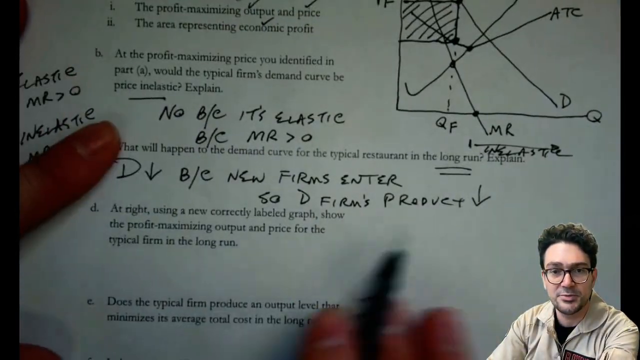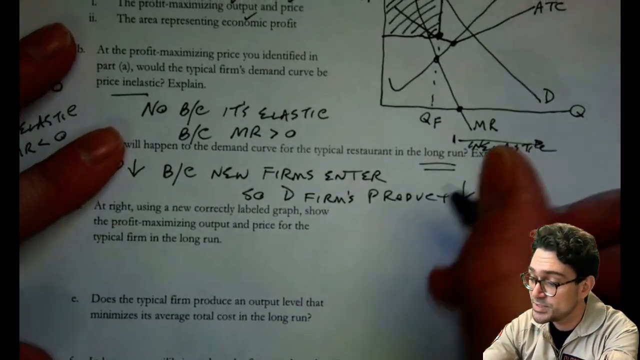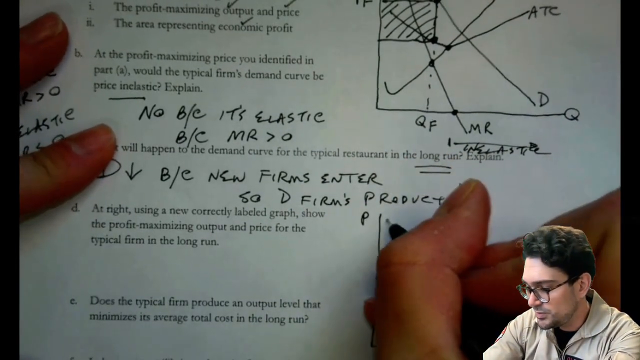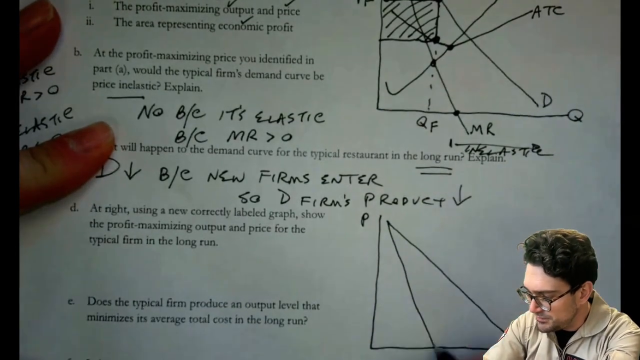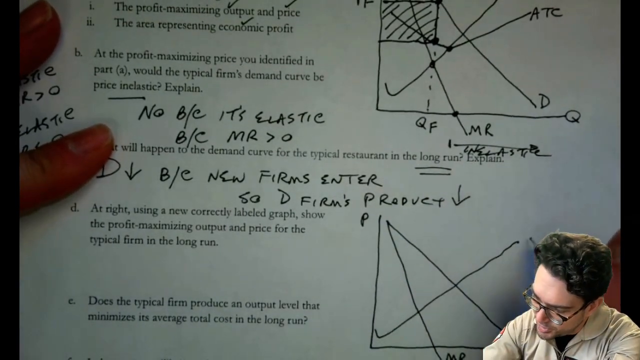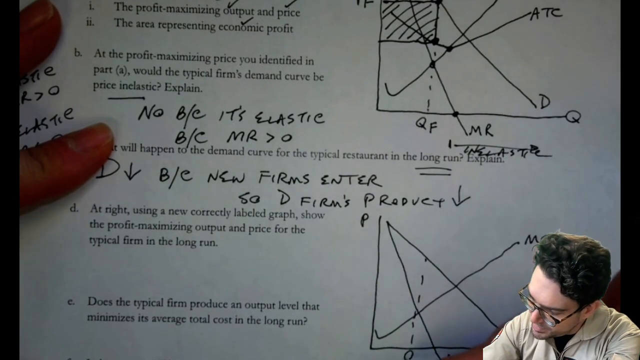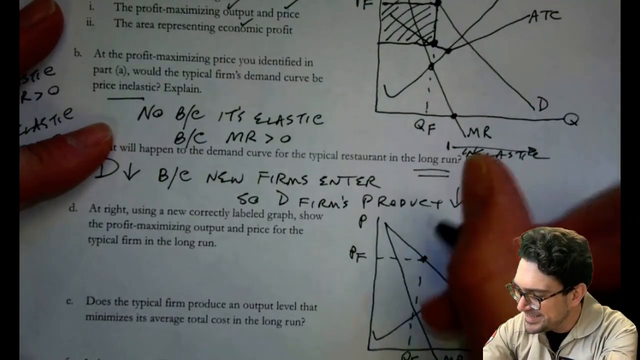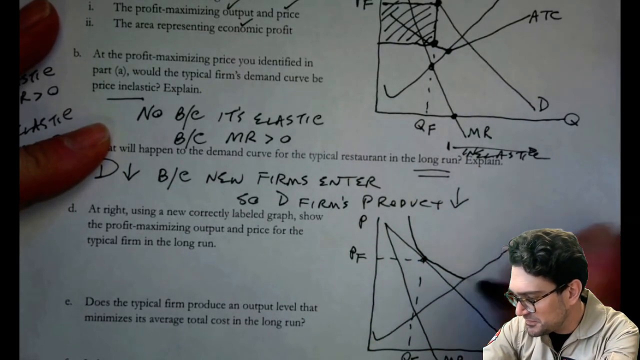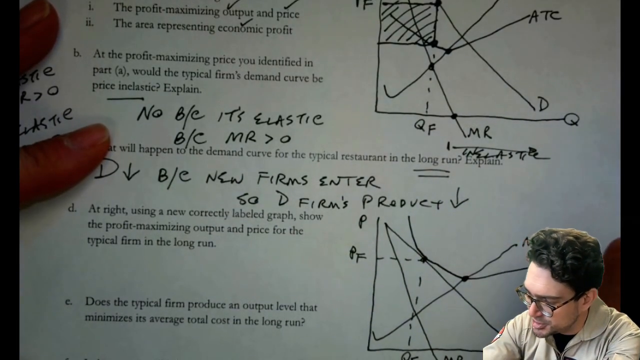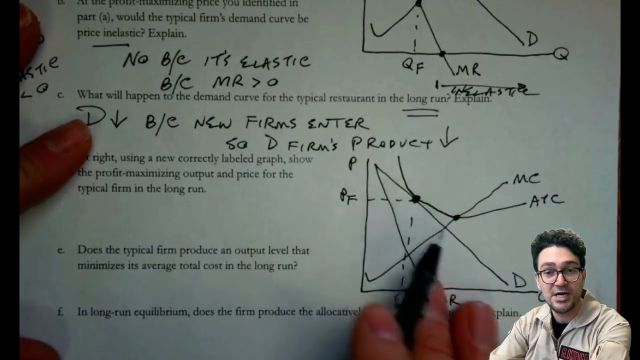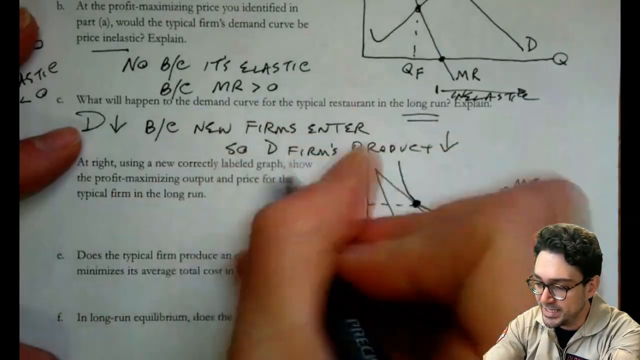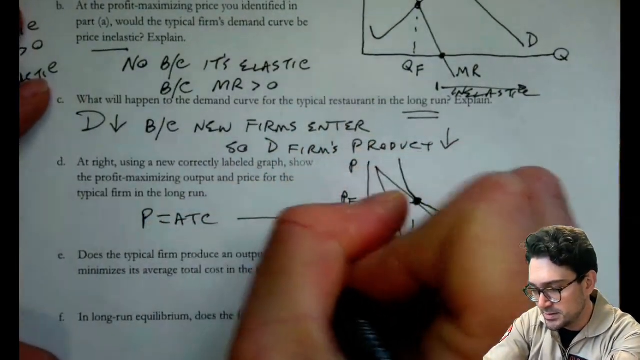At right, using a new correctly labeled graph, show the profit maximizing output and price for the typical firm in the long run. So this is just saying show it after that process happens. We repeat our demand and marginal revenue, and we can go ahead and put our marginal cost curve on here. QF. Got to make those noises, right? Beep, beep, and that stuff. But now the tangent line forming here is where ATC is going to come in and touch. So this is just like our picture of monopolistic competition in long run equilibrium. Here we have price equal to ATC, right? Price equals ATC. So that's what we see.